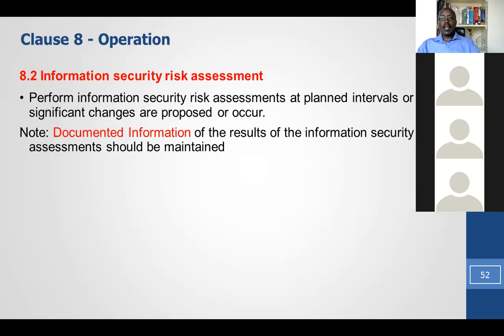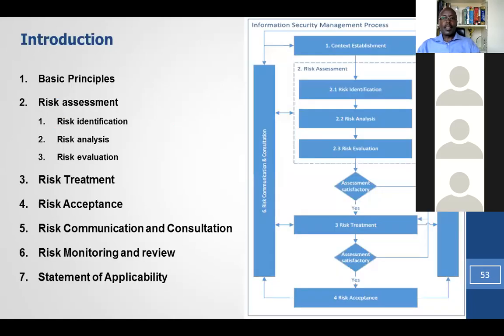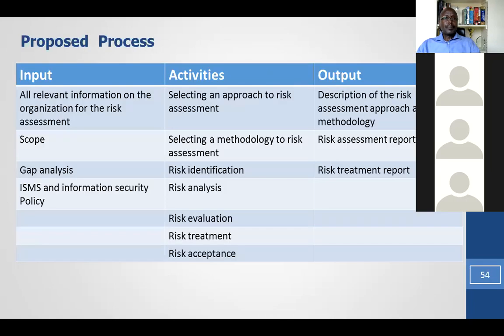Sometimes an organization will merge with another organization, and in that case, you have to redo the risk assessment to ensure that any risks that are coming out of that are taken into consideration. Then this would just be a brief introduction to risk assessment. We will not go into how the risk assessment process normally takes place, the actions, the activities for risk assessment, and what you'd have as the output.